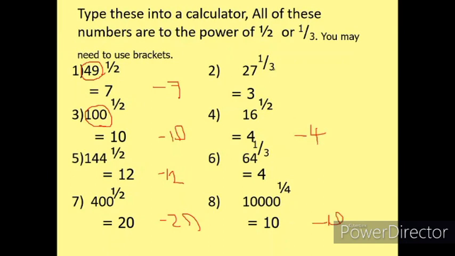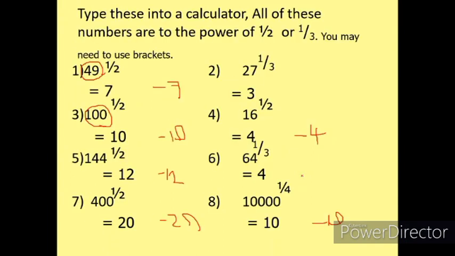Now for 27 to the power of a third, because that's a cube root, it's just 3. You don't have a positive and a minus on a cube root, only when there's an even power. So a quarter, that'd be the fourth root of 10,000, which is 10 or minus 10.